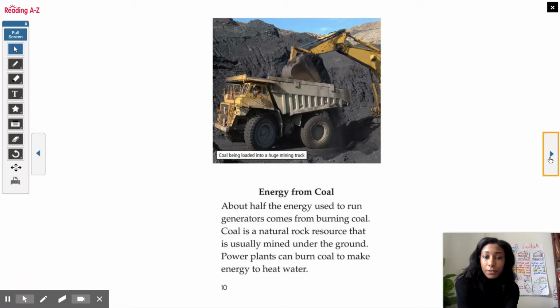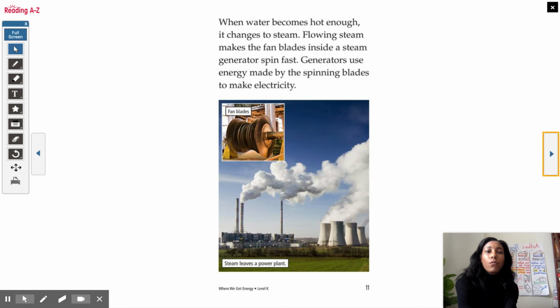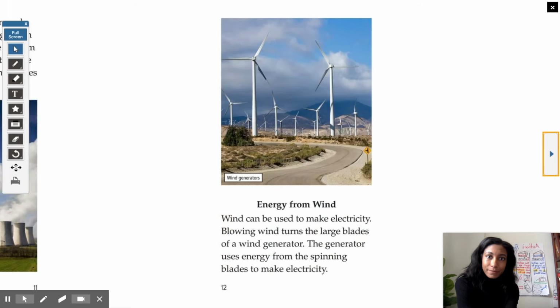Power plants can burn coal to make energy to heat water. When water becomes hot enough, it changes to steam. Flowing steam makes fan blades inside a steam generator spin fast. Generators use energy made by spinning blades to make electricity.